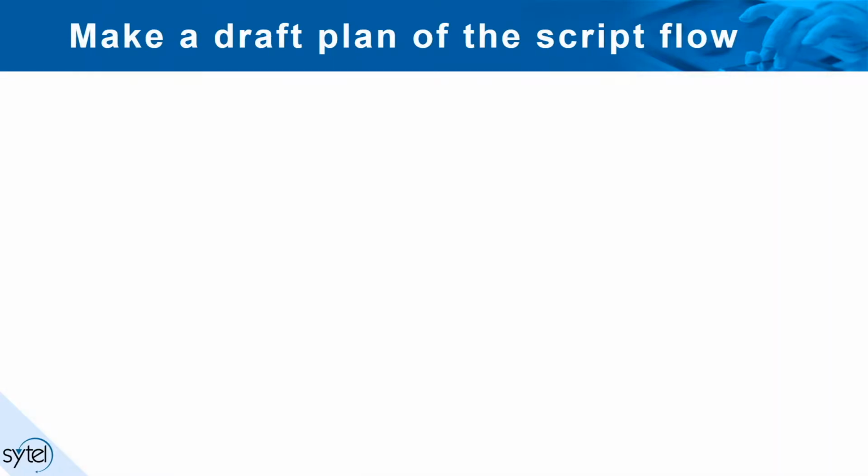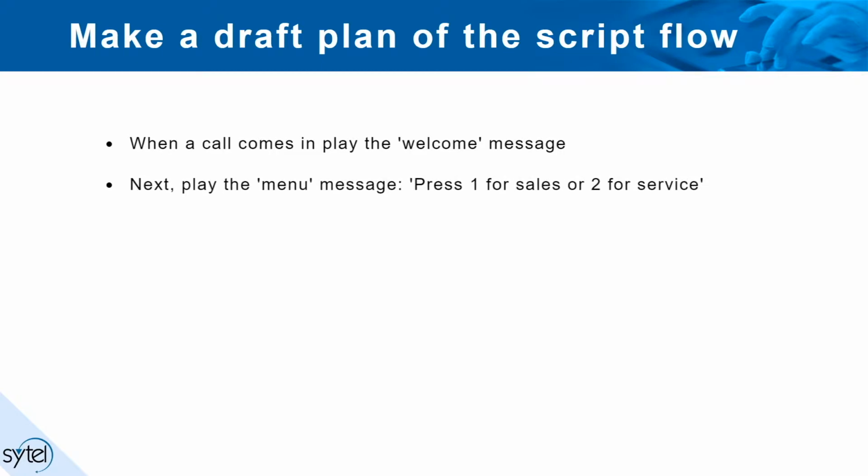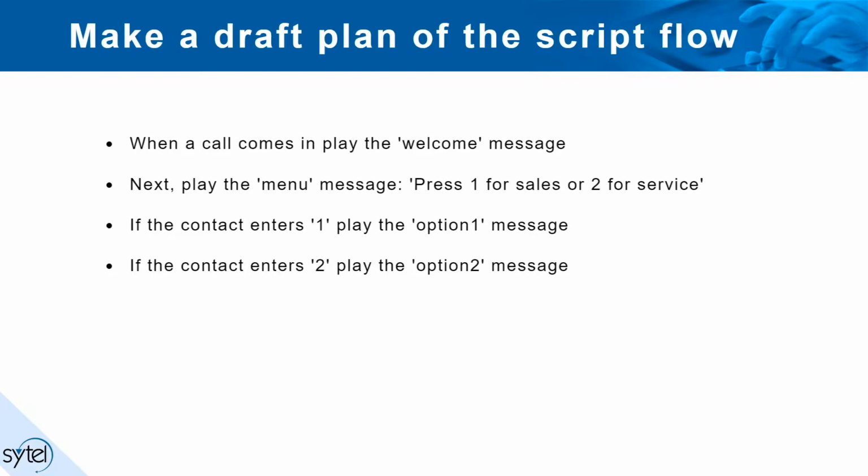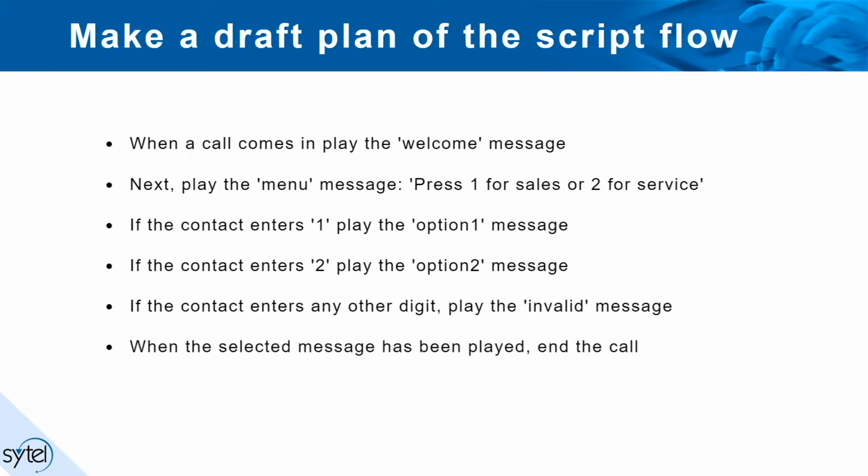In this script, we will play a welcome message when the call is received, play a menu message, for example pressing 1 for sales or 2 for service. If the contact enters 1, play the option 1 message. If they enter 2, play the option 2 message. If they enter any other digit, we'll play an invalid message asking them to repeat their selection. The call will then be ended.